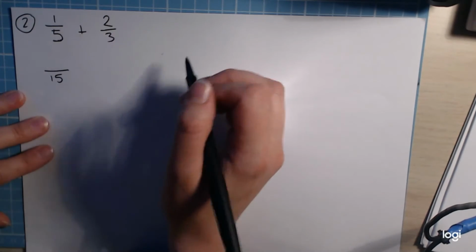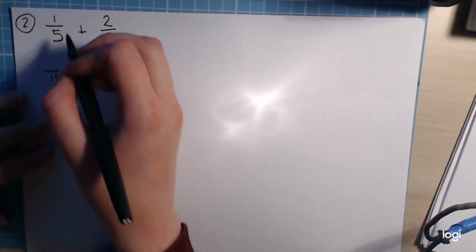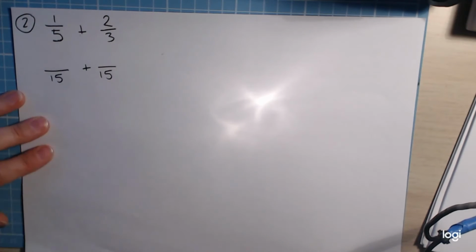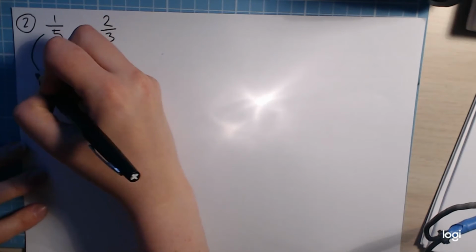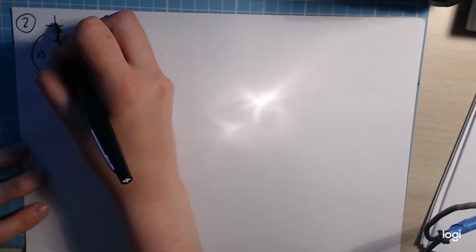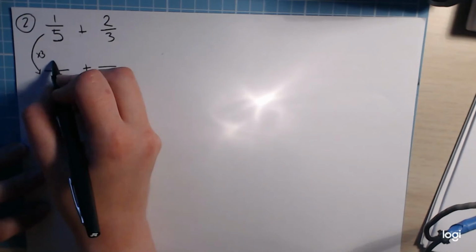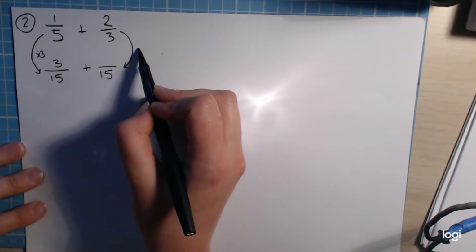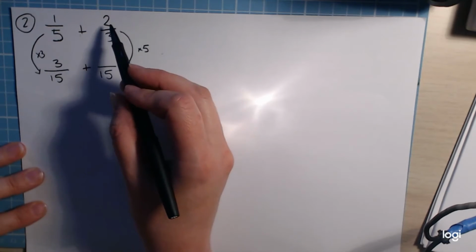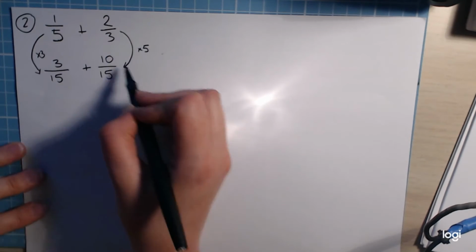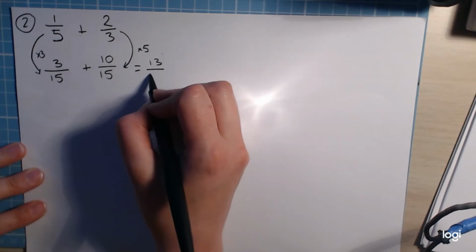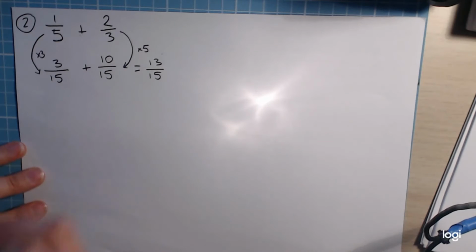Feel free to write these times tables out if it helps. That's absolutely fine. So we're going to turn these into 15ths. What has the 5 been multiplied by to get 15? It is indeed 3. So we do the 1 multiplied by 3, which is 3. And the same on this side, the 3 has been multiplied by 5. So we're going to do 2 multiplied by 5, which is 10. And then complete the sum. So 13 15ths. Quite a nice one, that.